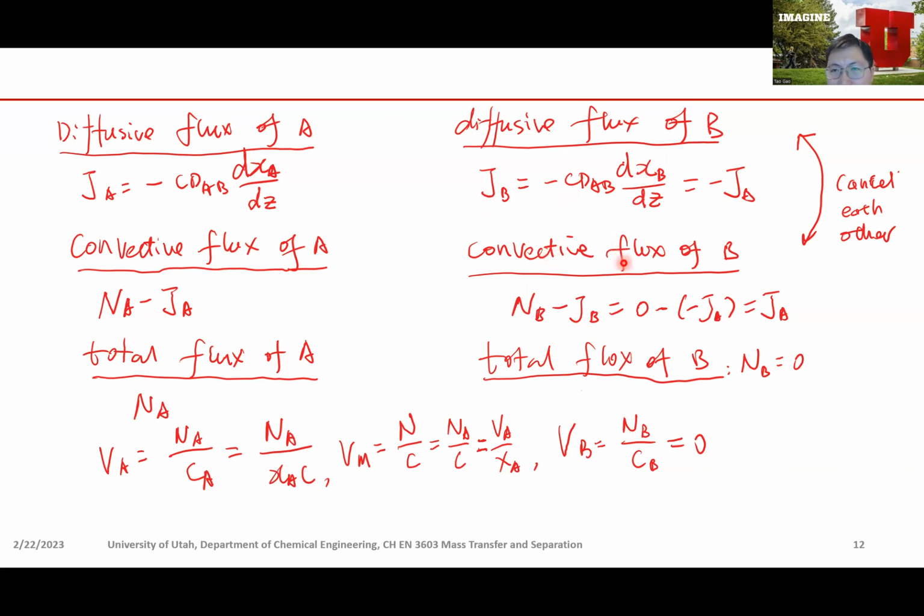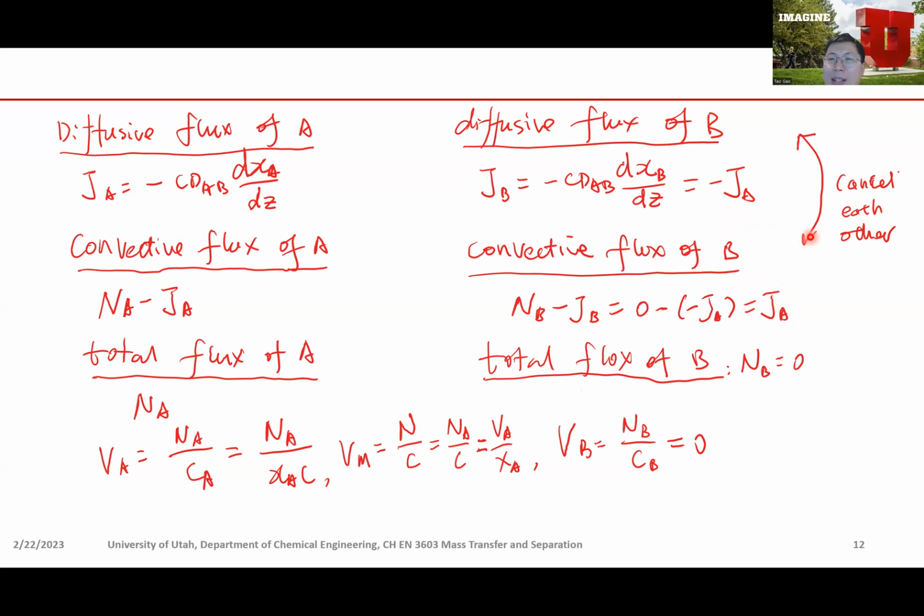Then the convective flux of B is the total flux of B minus the diffusive flux of B, because the total flux of B is 0, and the diffusive flux of B is minus J_A. So that just gives you the convective flux of B to be J_A. And the total flux of B is minus J_A plus J_A, that's 0.